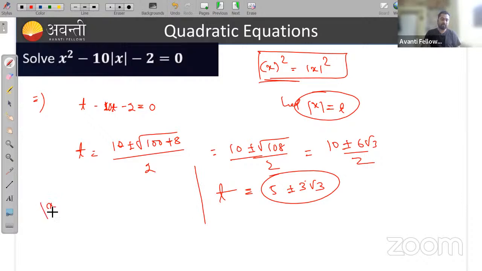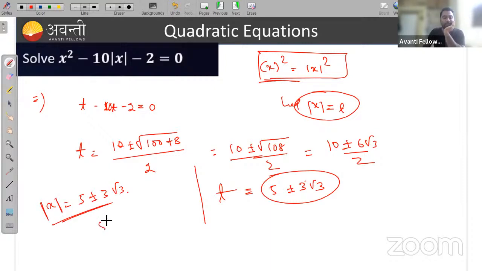So mod x is equal to 5 plus or minus 3 root 3. Okay. So are both the roots solutions of this equation? Let's check. Here you can make a mistake. So if you check it, remember mod x is positive.